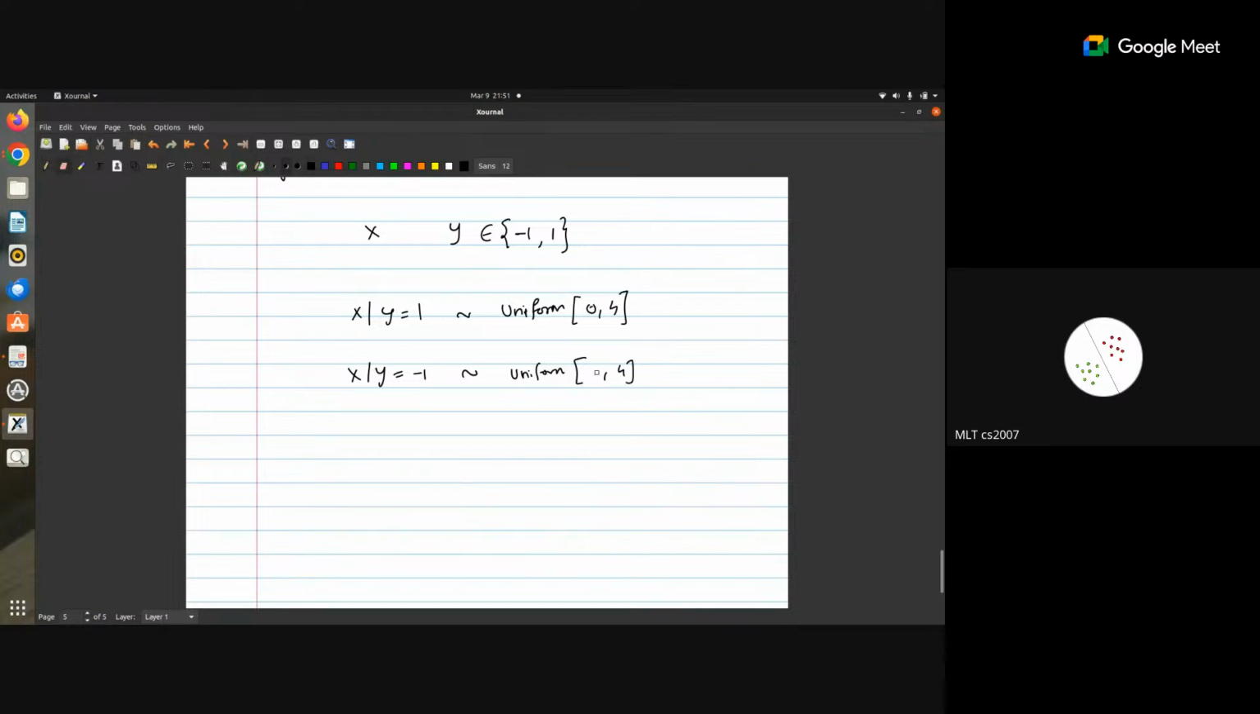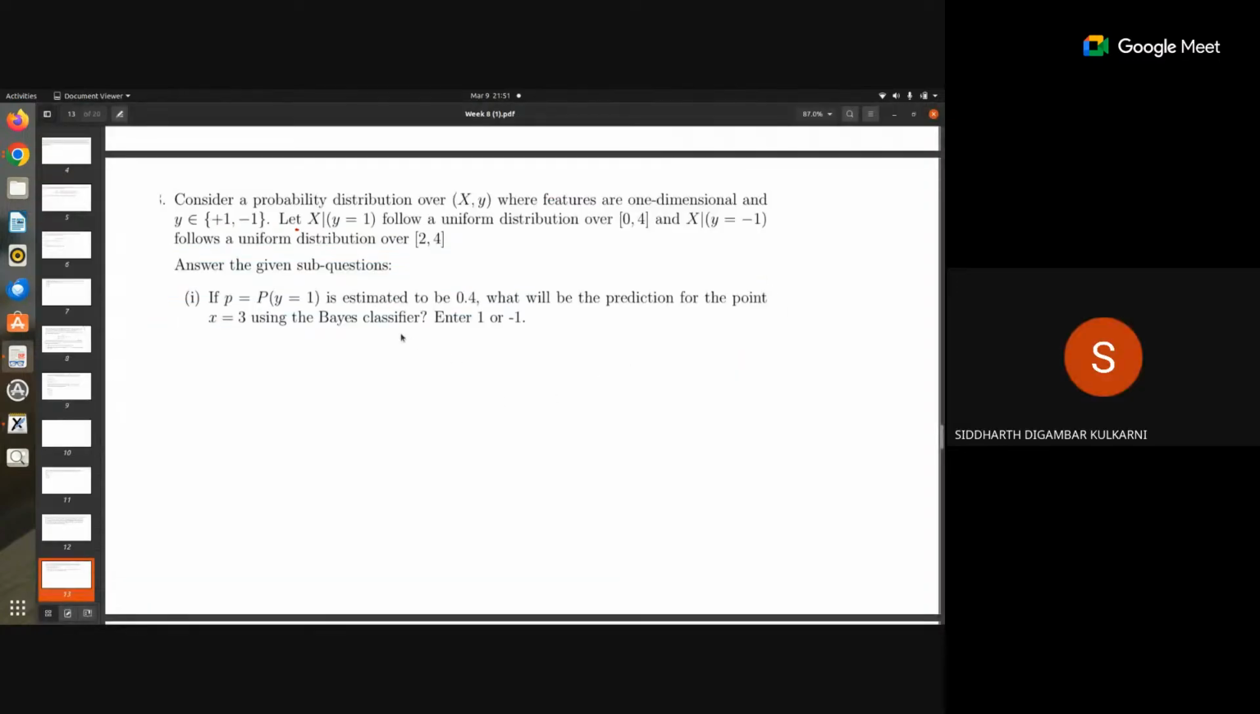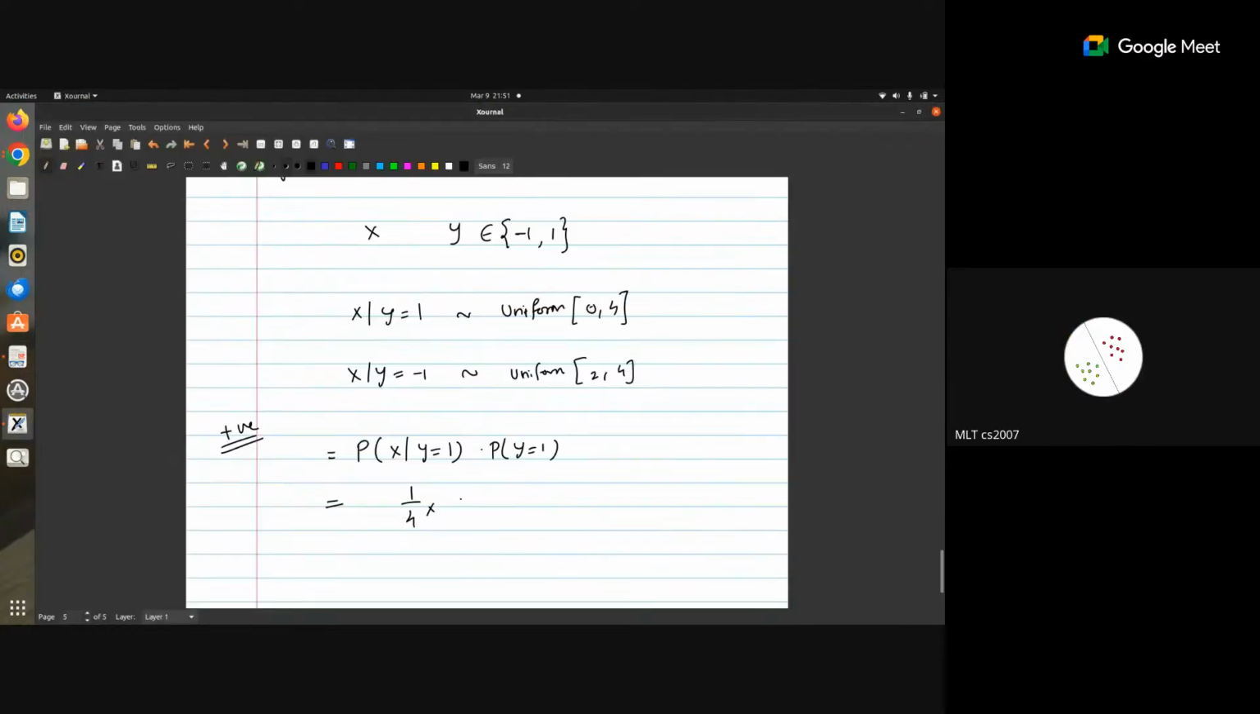Okay, is that correct? So for the positive class, what will be the probability? It's the probability that x given y equals 1 times the probability that y equals 1. Is that correct? From the Naive Bayes theorem, yes. So what is this probability? 1 by 4 times the probability that y equals 1, which is 0.4. So basically it is 0.1.